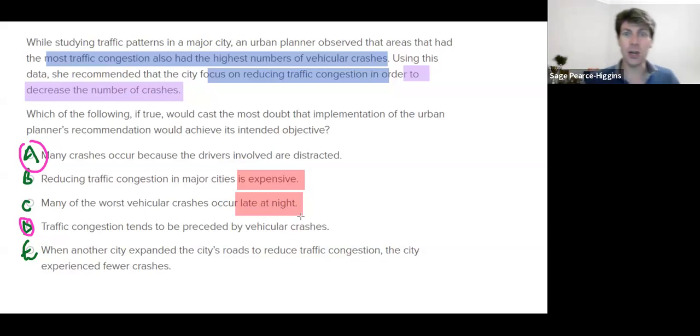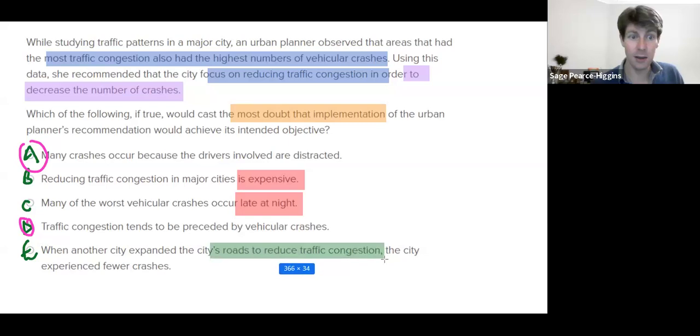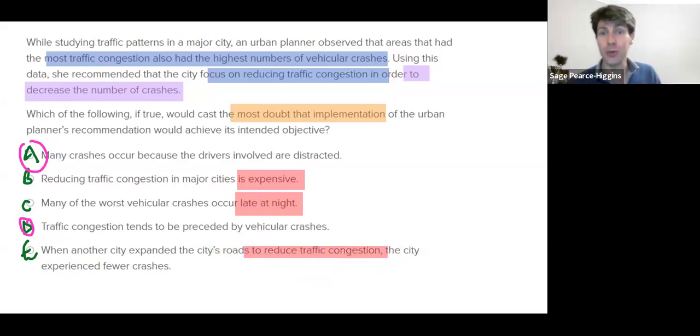We're looking at that connection between congestion and crashes, and in particular, actually, I maybe glossed over this. We're looking to doubt the plan. Like, what could go wrong? Why would it be the case that reducing the traffic congestion would not reduce the number of crashes? And then we've got something. I'm surprised nobody picked E, because I think E would. In fact, sorry, it's a bit of an opposite, isn't it? Another city did it. It worked in another place. We've got our opposite trap. This would kind of support the planner's objective.